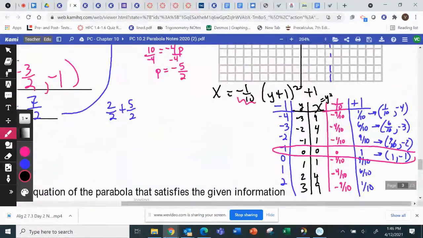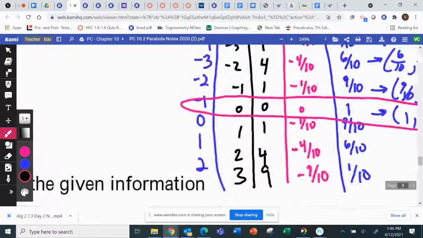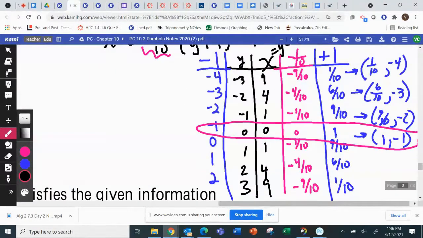So I might pick a Y value that I can multiply by 1/10 very easily. Does anybody have a Y value that I can multiply by 1/10 really easily? A number that I can square and then divide by 10 really easily, and graph it very easily. Does anybody think of a number?